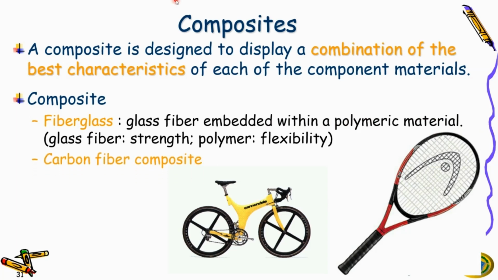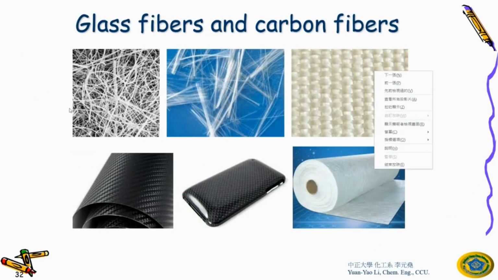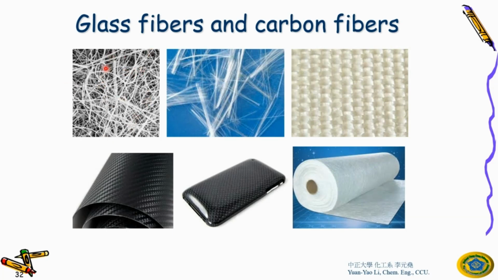And if you replace glass fiber with carbon fiber, we call this carbon fiber composite. So you have fiber, this is glass fiber. You have fiber and you apply resin or polymer between these fibers, and it becomes like this. This is the carbon fiber, and this is glass fiber. In the end, you make a product, like a very strong, light cover for your smartphone.